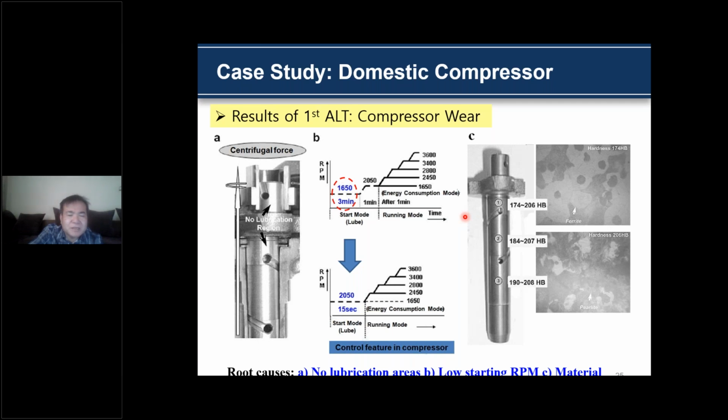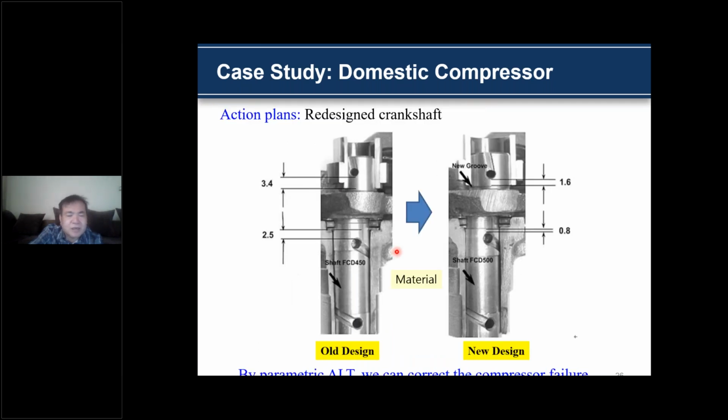To redesign the crankshaft, we modify it, changing some dimensions and adding a new groove. Also, we modify the material from FCD 450 to FCD 500. By parametric ALT, we can correct the compressor failure.